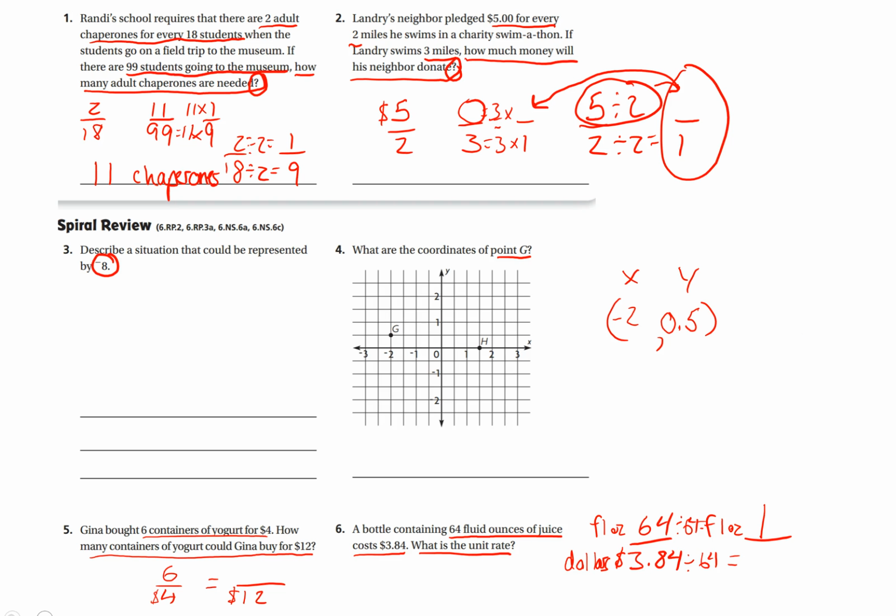So I'll let you go ahead and do that math of $3.84 divided by 64. It's long division. If you need help, don't hesitate, raise your hand.